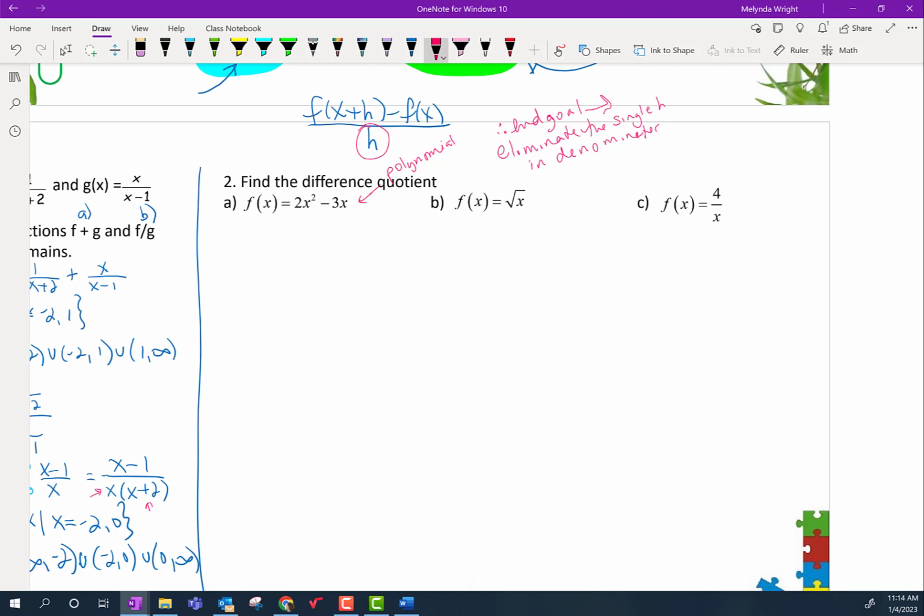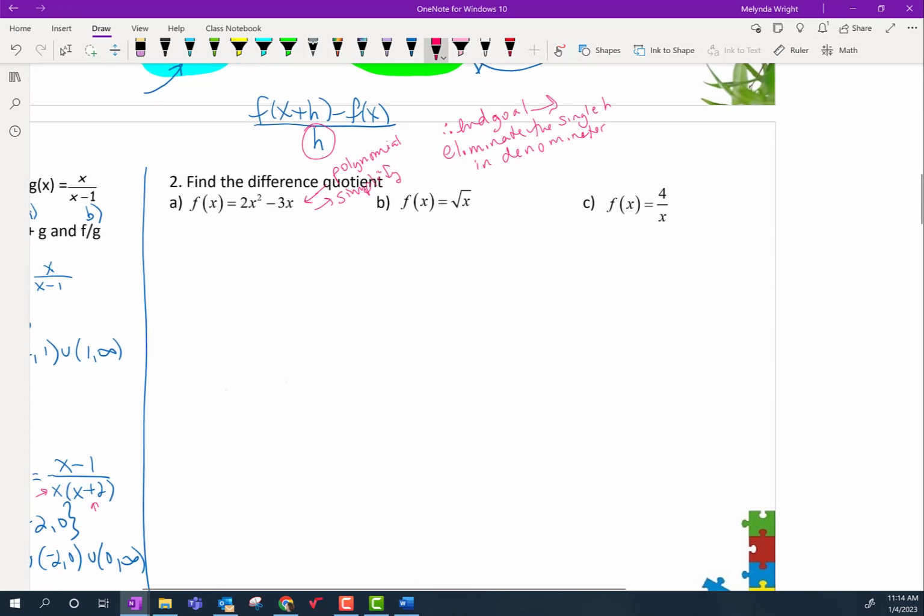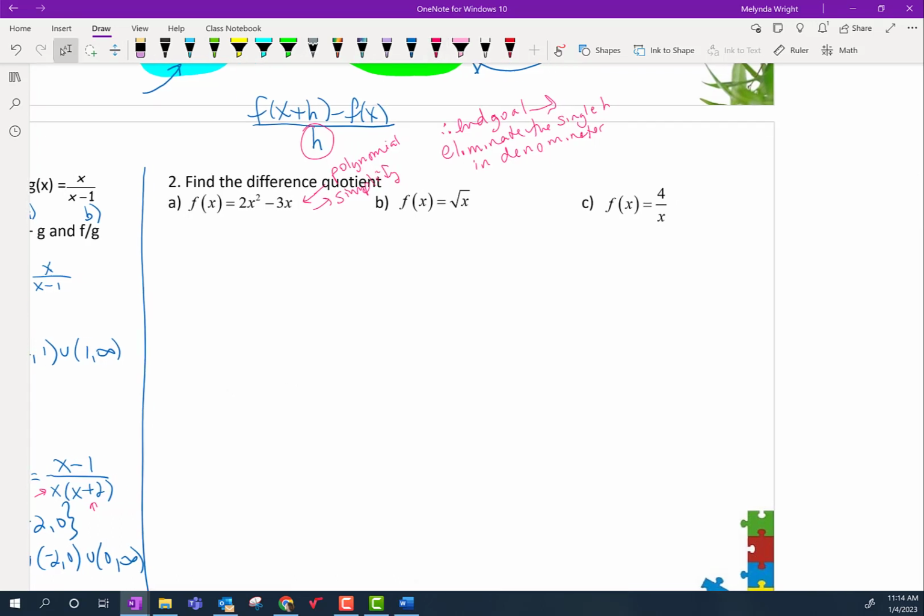If it's a polynomial, we're just going to simplify. That's how we take care of polynomials when we're doing the difference quotient. So I'm going to pause there for a second. A lot of concepts here. What are we doing? We're trying to get rid of the h. How are we going to do that? In this first instance, we're going to simplify.